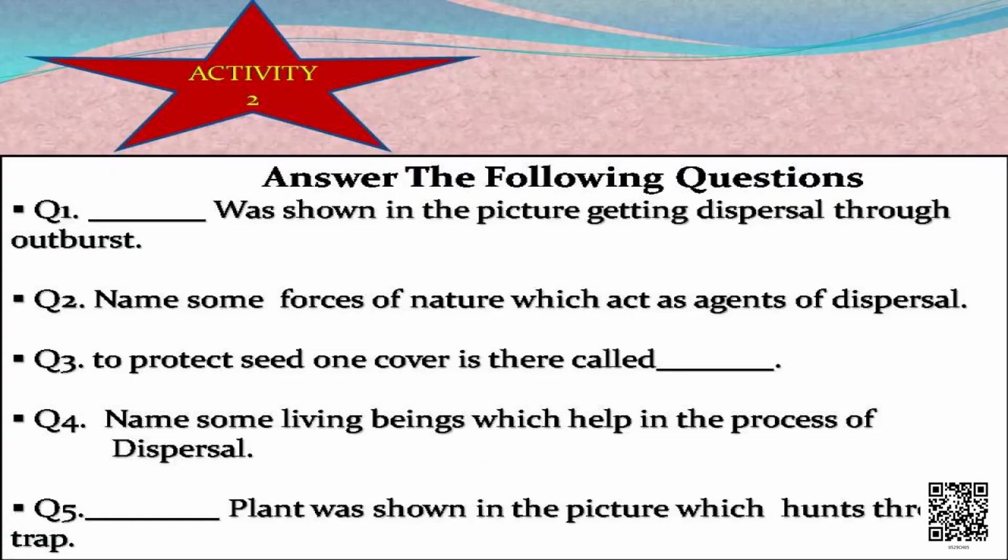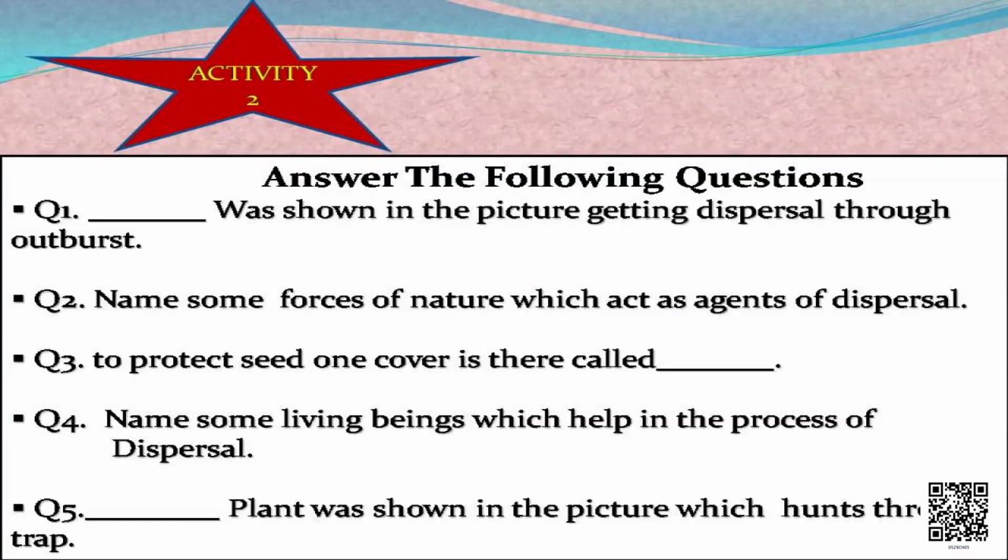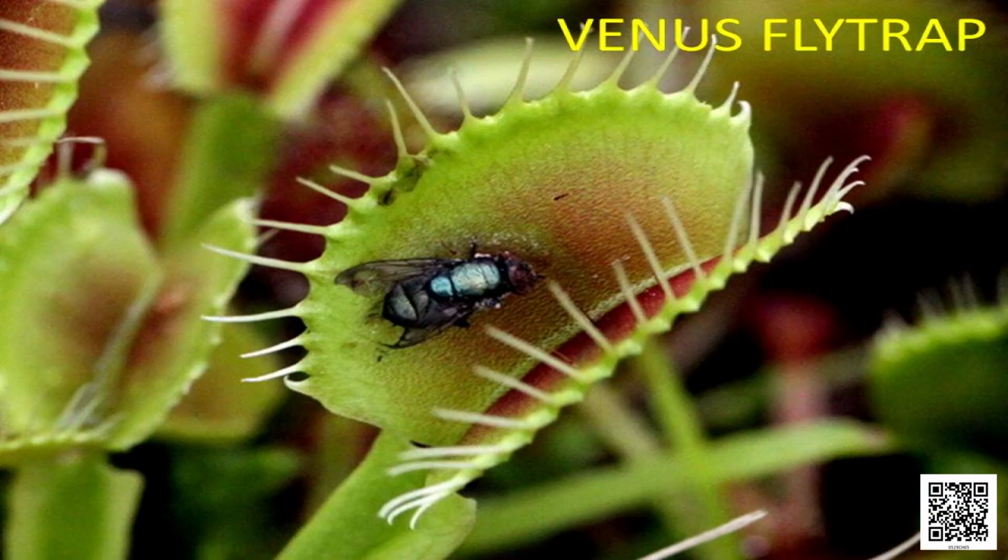Next question was, name some living beings which help in the process of dispersal. We have it, animals and birds. Let it be dogs, let it be squirrels, let it be birds. These are all living beings, and along with that, sometimes we, the human beings, are also responsible for this process of dispersal. We also do it sometimes knowingly or unknowingly, isn't it? And the last question was, which plant was shown in the picture which hunts through a trap? The name itself says it, Venus trap, isn't it? So here are the answers, and I do hope that you all have understood the chapter very well.